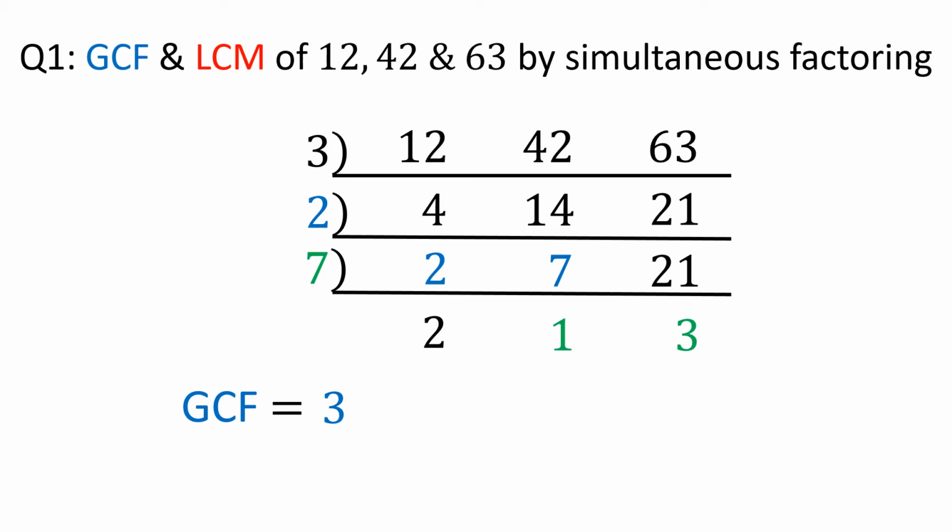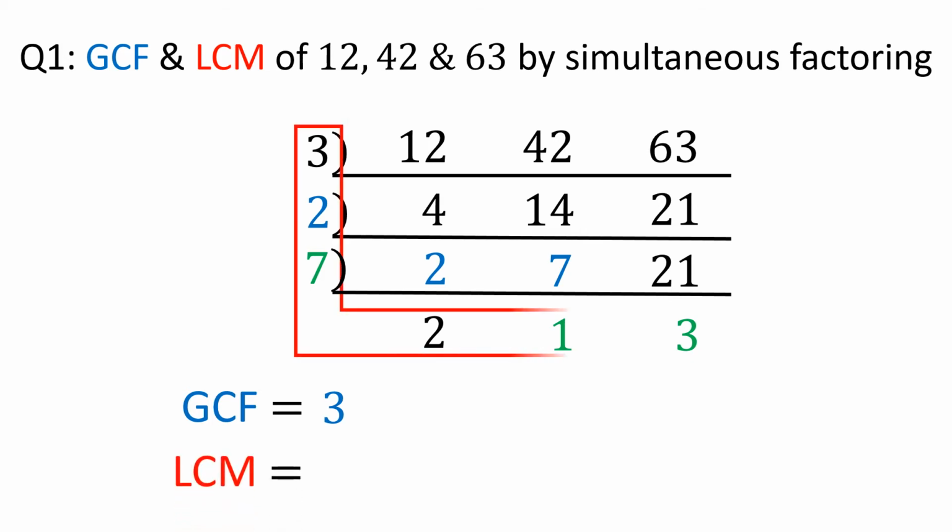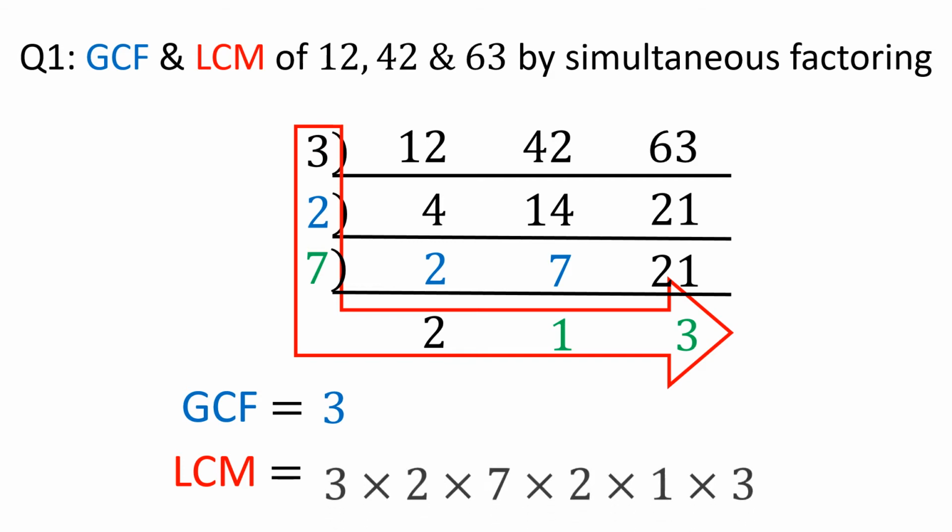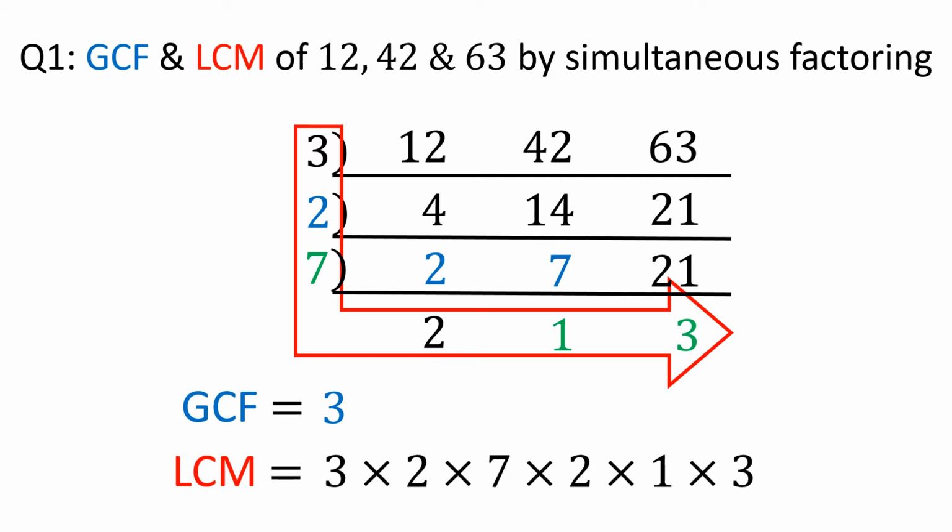In order to find the LCM, we need to multiply numbers in the shape of an L, which is 3 times 2 times 7 times 2 times 1 times 3.